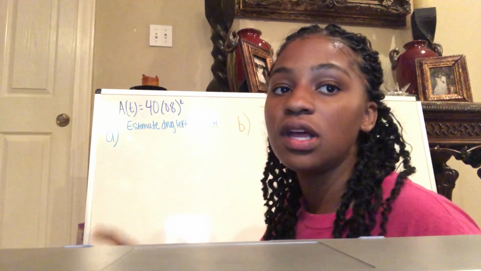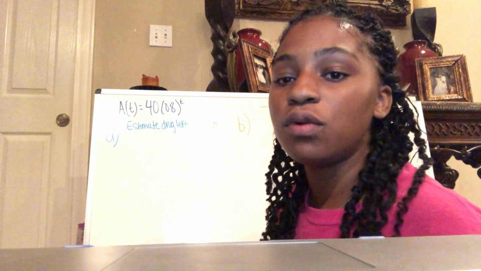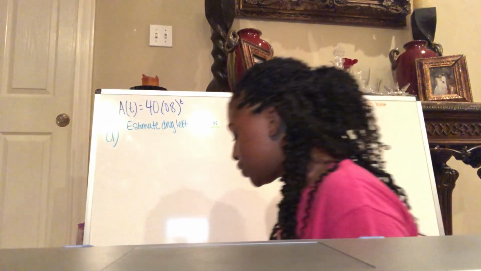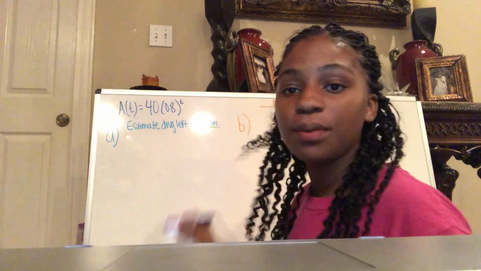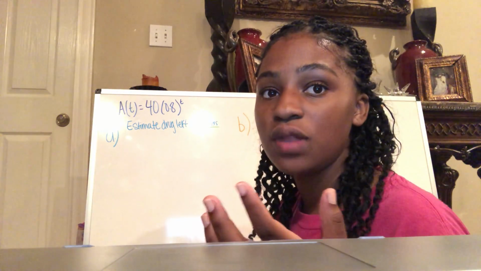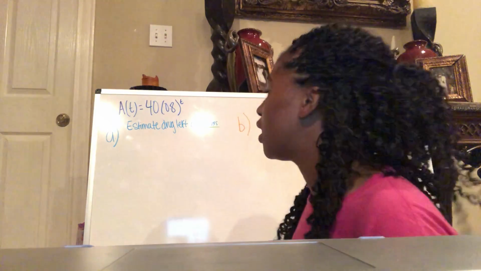So for part A, it wants us to estimate the amount of drug left in the body 6 hours after the initial dose. And it wants you to round your answer to 2 decimal places. So basically for part A, it does the work for you because it gives you that equation. And from what we know previously, T is the amount of time, and it tells you that your time is going to be 6 hours.